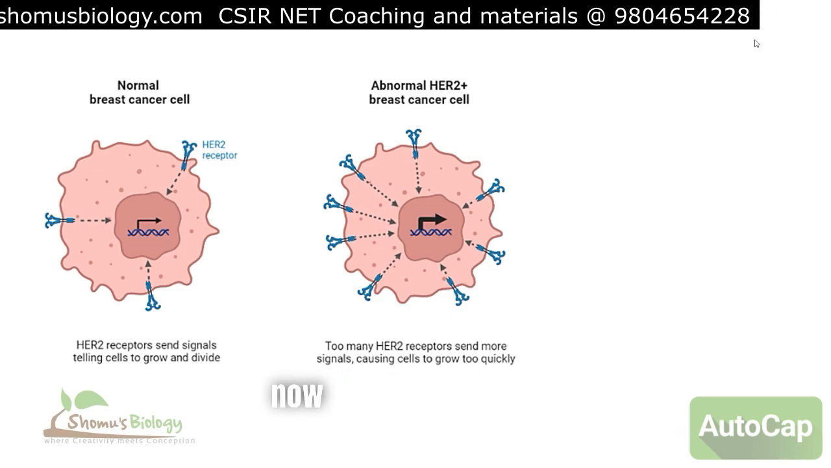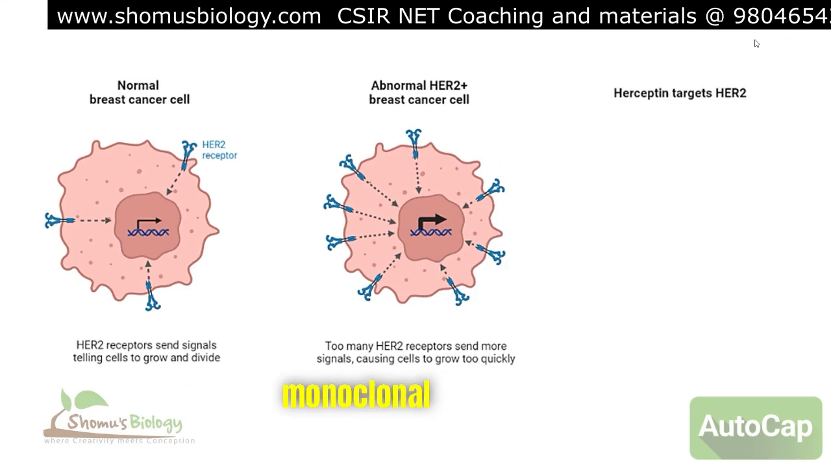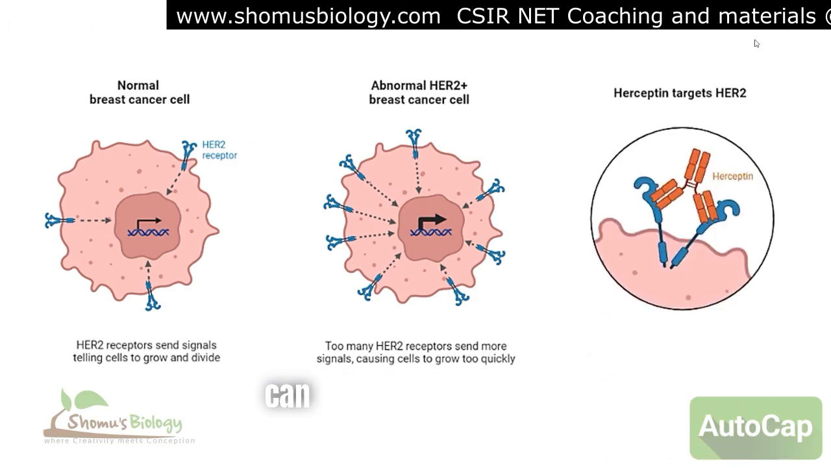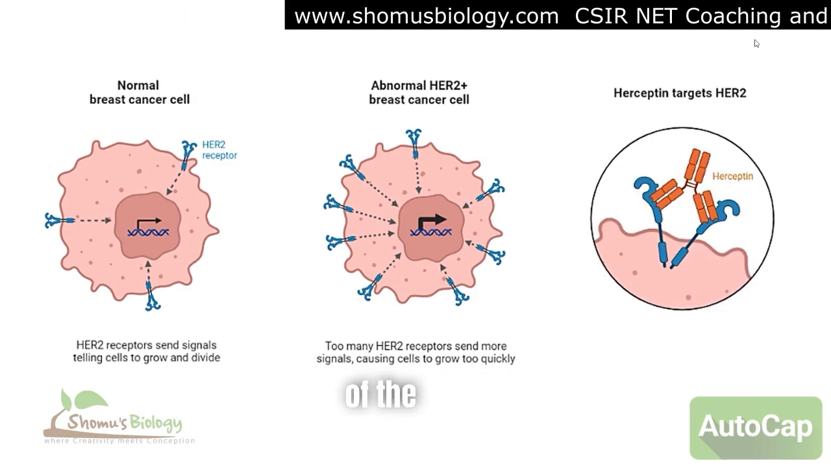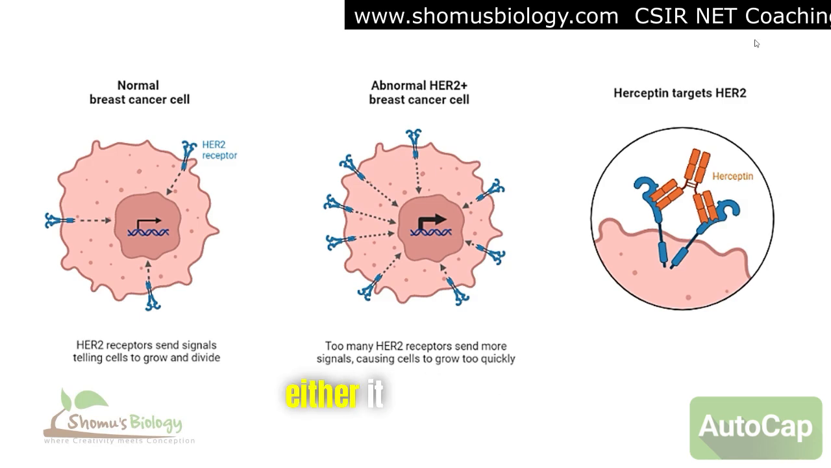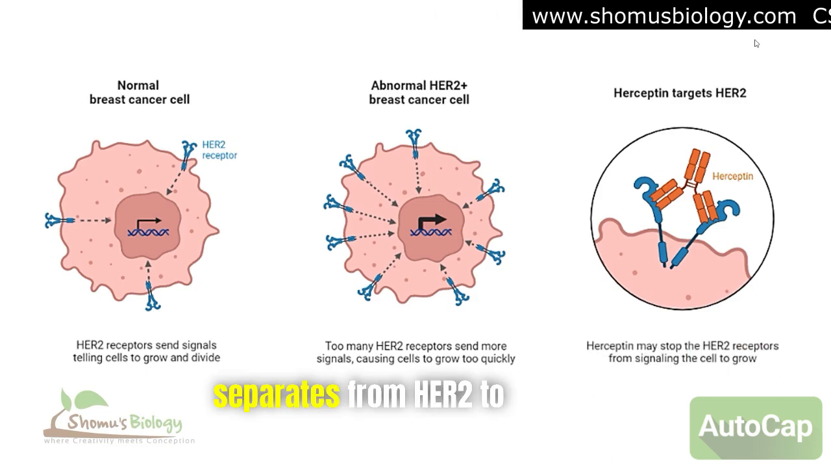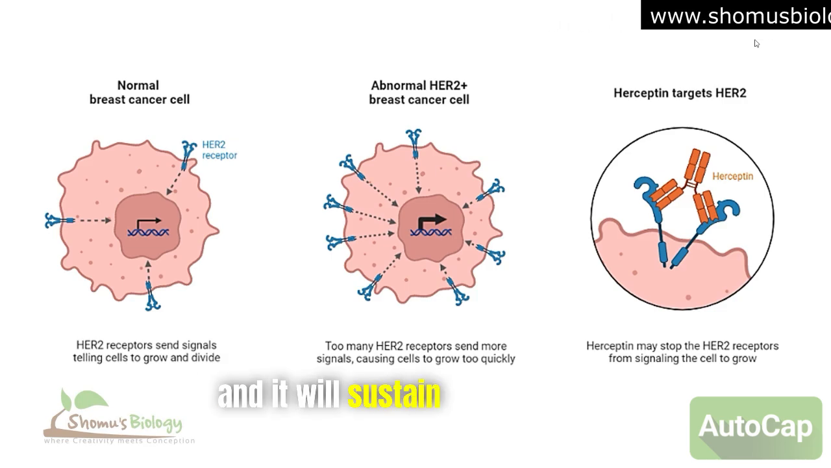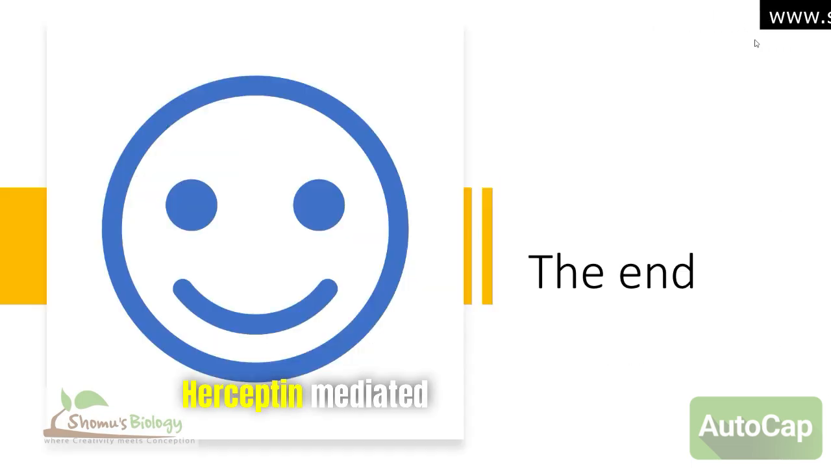Now the third situation, where Herceptin targets the HER2 receptor, a drug, a monoclonal antibody which prevents the dimerization of the HER2 receptor. And in this case, you can see clearly that the Herceptin antibody prevents the dimerization of the HER2 receptors. In this case, either it can be a HER2 dimer or HER2 with HER3, HER2 with HER4, and many others. So this interaction prevents HER2 from becoming dimerized. Thus, the cytosolic site phosphorylation is also prevented, and it will stop the cell from further growth. That's how Herceptin mediated signaling works.